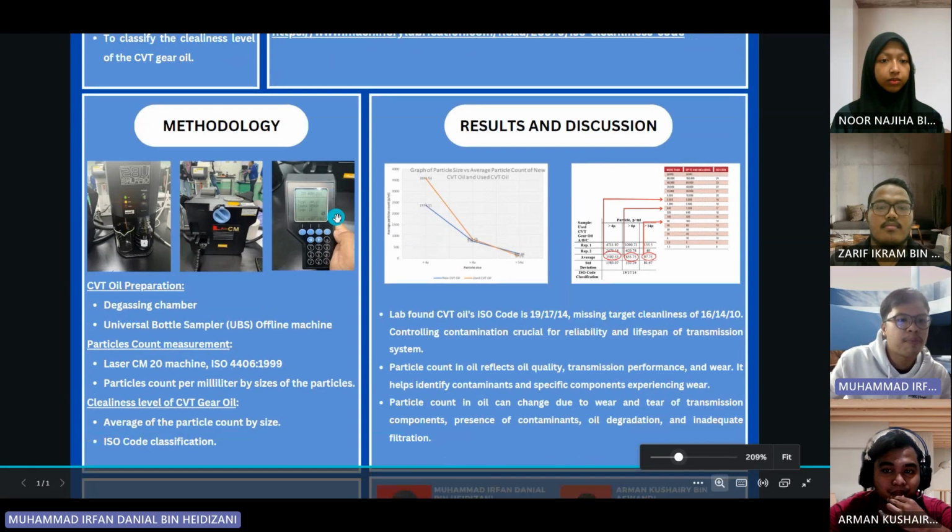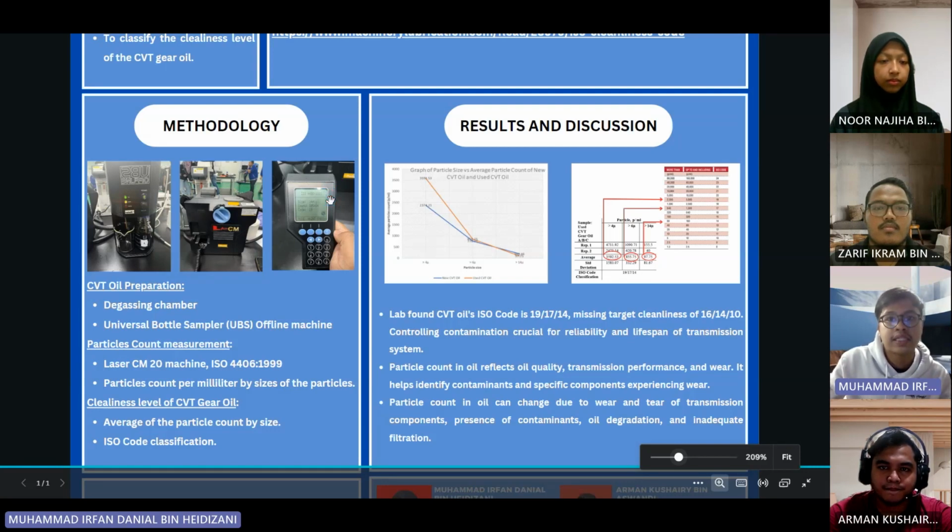So for particle count measurement, the UBS offline is connected, powered on, and the laser CM20 is activated. The ISO 4406/1999 mode is selected, and the operation control valve system is adjusted accordingly. The analysis takes approximately 2 minutes, after which the ISO code and particle count for respective sizes are displayed. For a second reading, the valve is adjusted and the analysis is repeated.